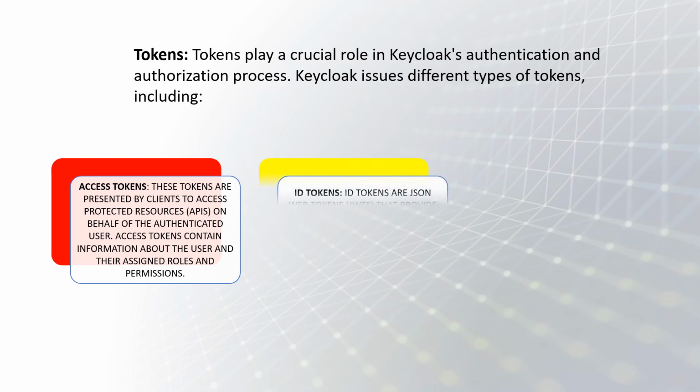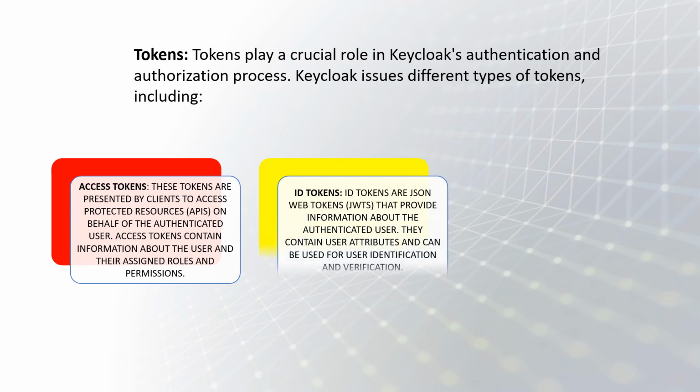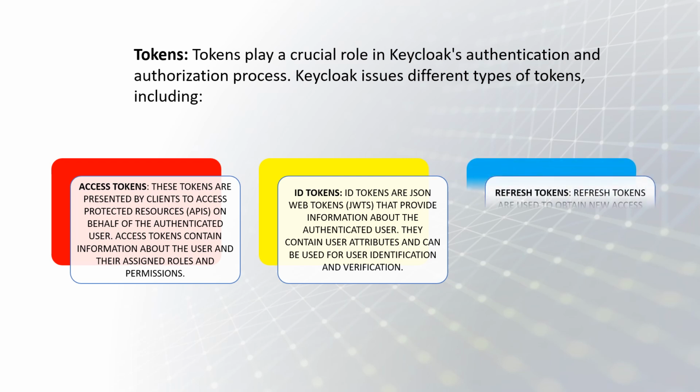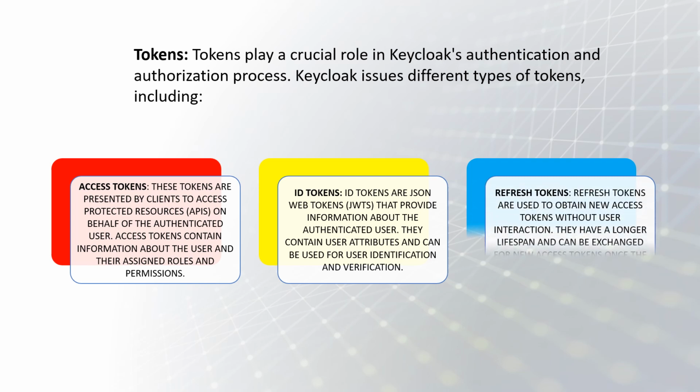ID tokens. ID tokens are JSON Web Tokens that provide information about the authenticated user. They contain user attributes and can be used for user identification and verification. Refresh tokens. Refresh tokens are used to obtain new access tokens without user interaction. They have a longer lifespan and can be exchanged for new access tokens once the original token expires.